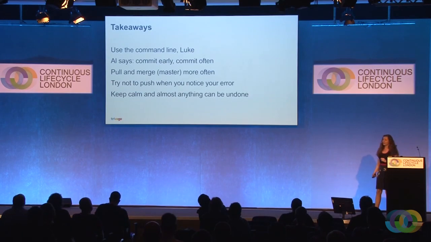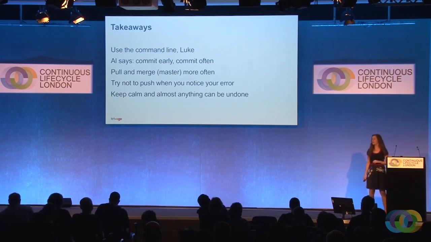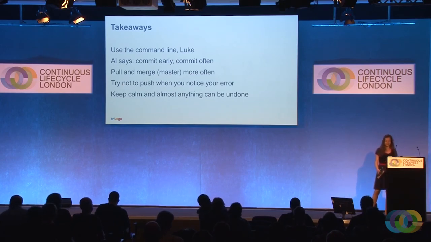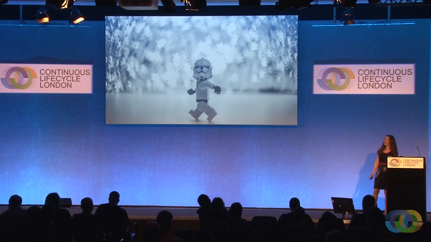So I recommend you to use the command line, but you obviously already do that. Commit early, commit often. Pull and merge master more often. Try not to push when you notice your error, because undoing your things when you already pushed is way more complicated. And keep calm, because almost everything can be undone.